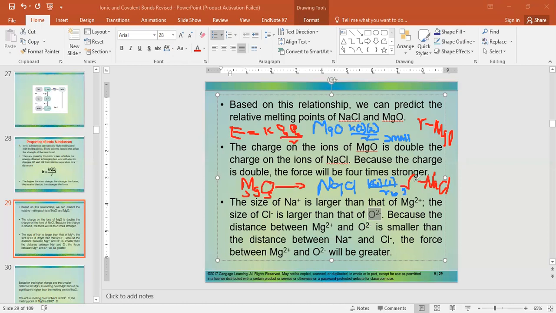What does it therefore mean? It means that while the energy that we are getting here is high, the energy that we are getting here becomes small. And again, that justifies why the force between magnesium ions and the oxygen ions will be far much greater than that between sodium ions and the chloride ions. Are you able to follow that? Yes. Very good.